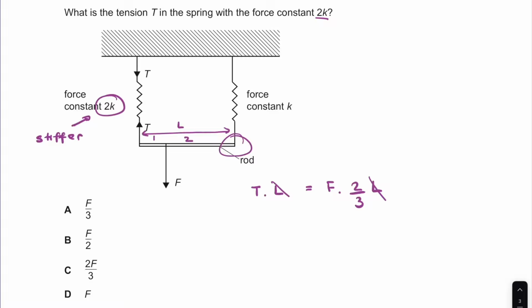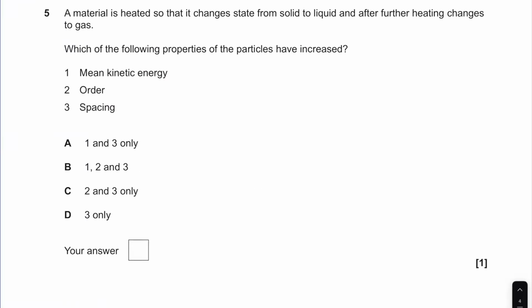So let's move on to question number 5, where it says a material is heated so that it changes state from solid to a liquid, and after further heating changes to gas. Which properties of the particles have increased? Mean kinetic energy, order, and spacing.